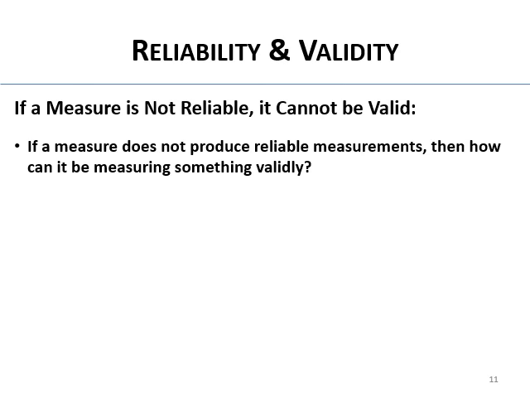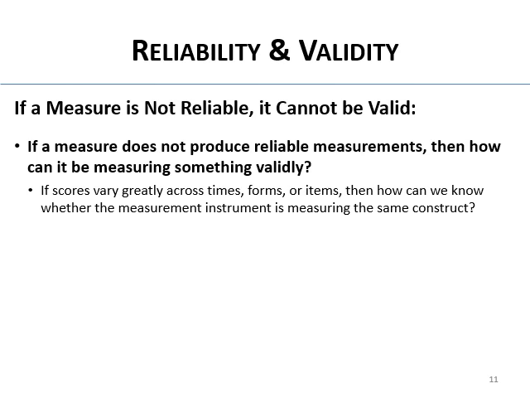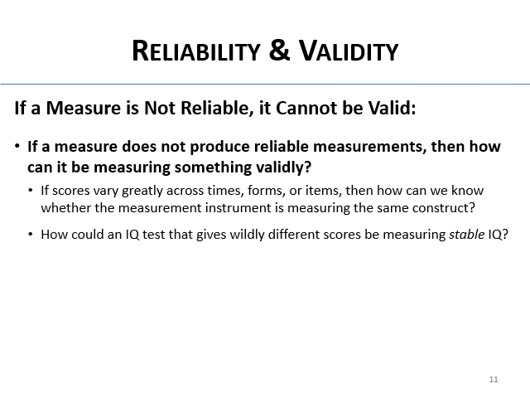It's not even reliable. It can't be valid. Valid meaning measuring what it's supposed to be measuring. So if scores vary greatly across times, forms, or items, then how can we know whether the measurement instrument is really measuring that same construct? We don't. How can an IQ test that gives wildly different scores be measuring stable IQ, right? It's supposed to be stable. So if it's giving different results, it's a crappy IQ test.